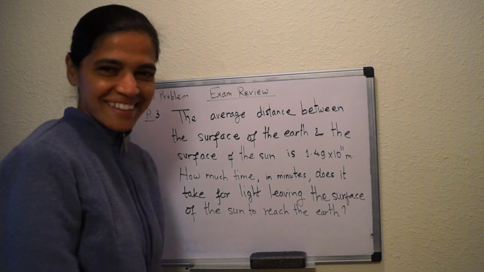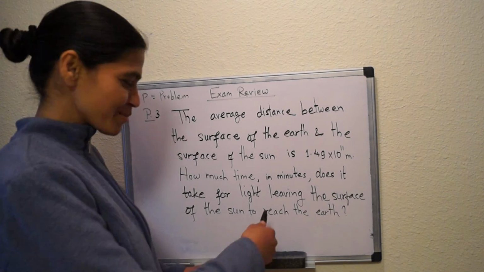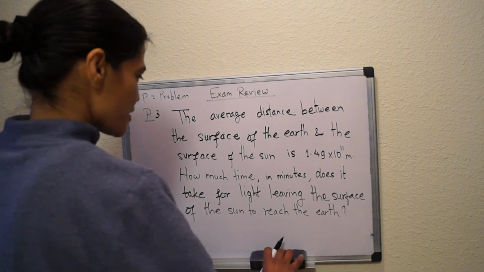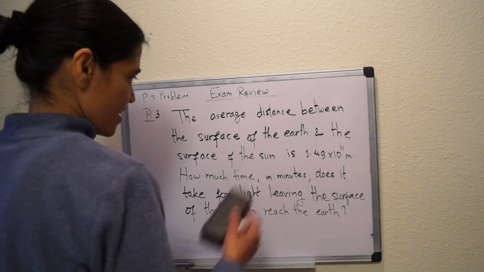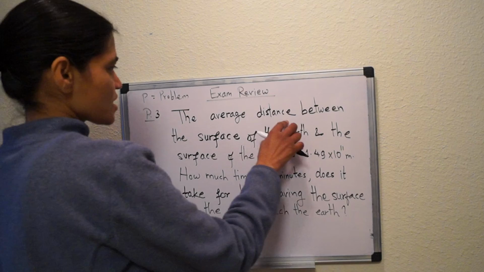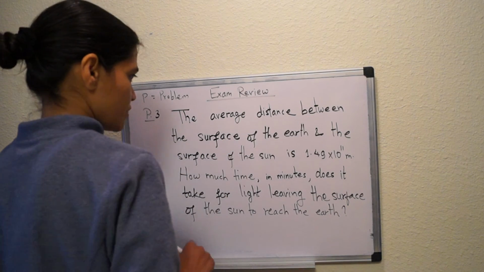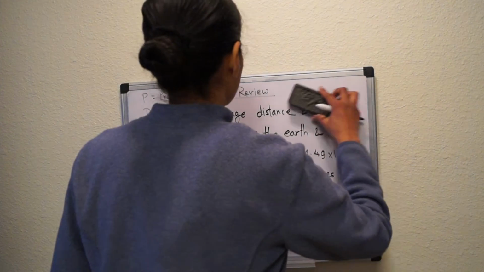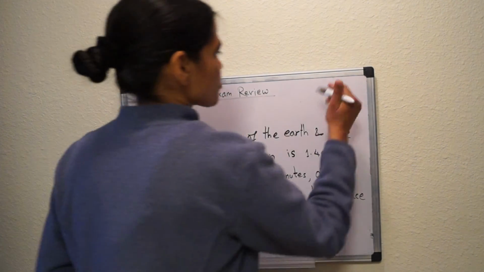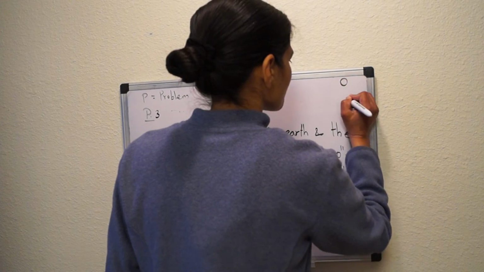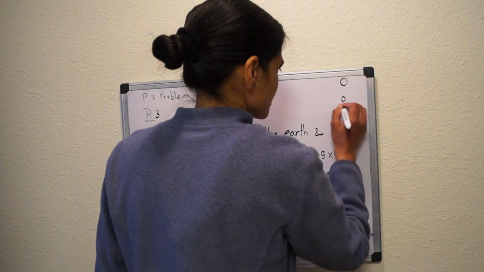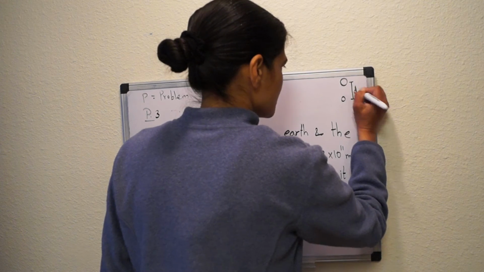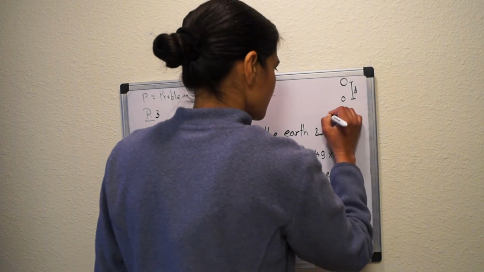Alright, did you guys get any answer for this? Did you solve this? Okay, so I'm going to erase everything other than the things I need. The average distance between the surface of the earth and the surface of the sun is this, so I would need that information. Let's make a sun here, and earth here. Of course, that's exaggerated. The distance d is given to us.